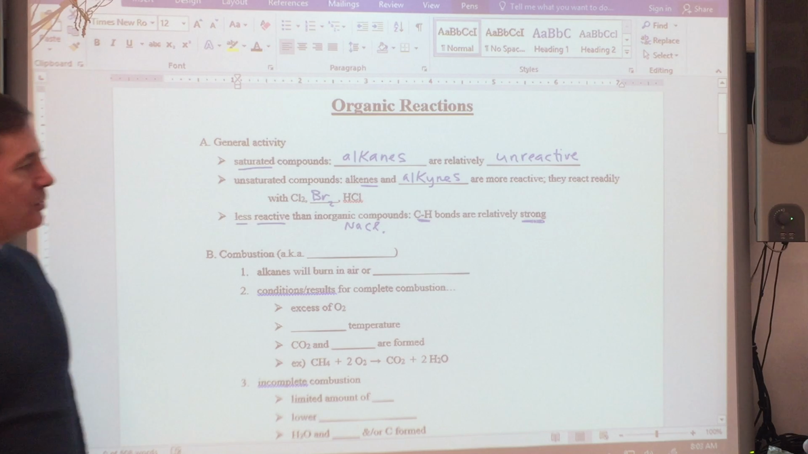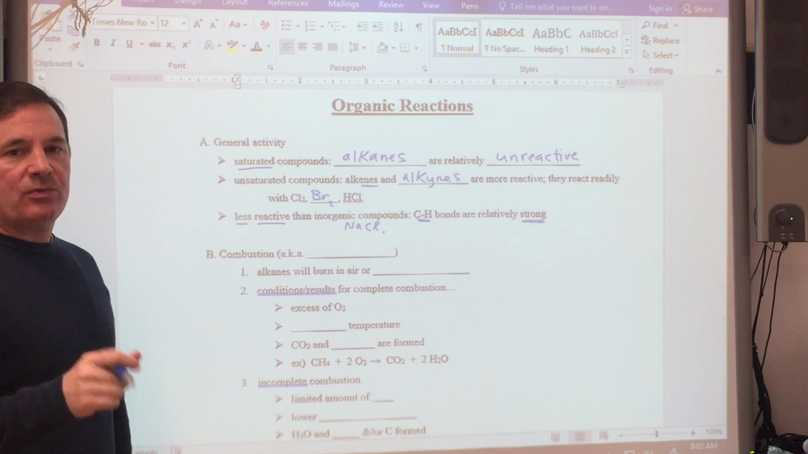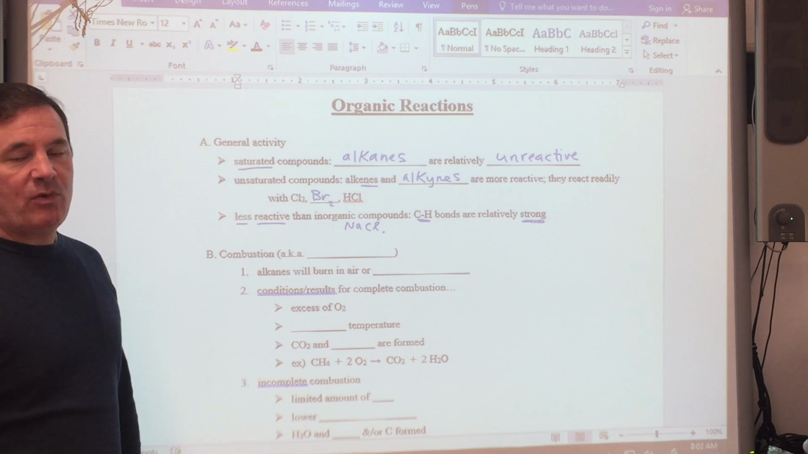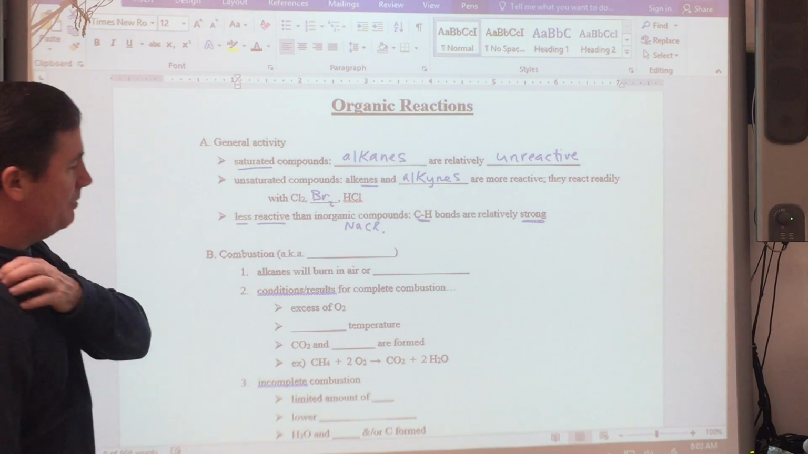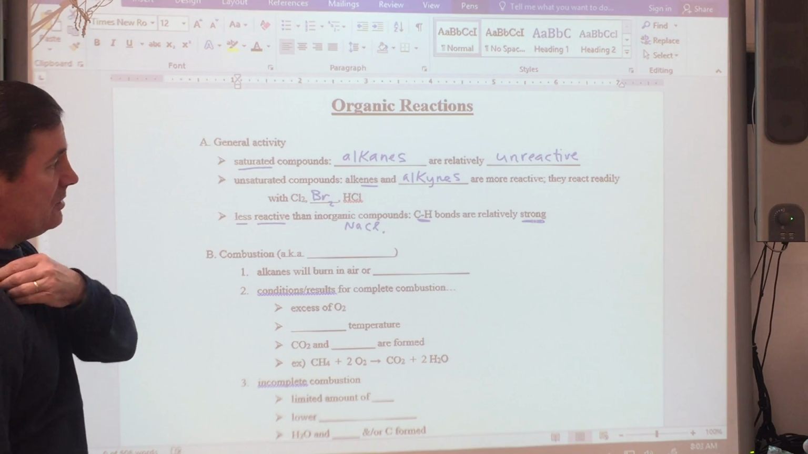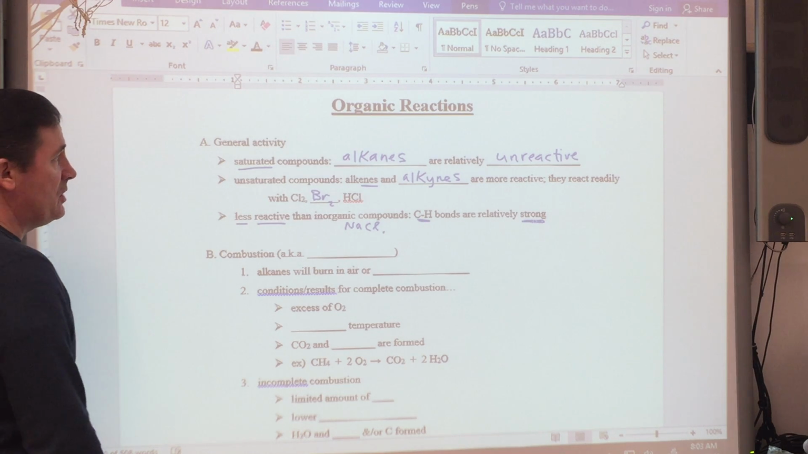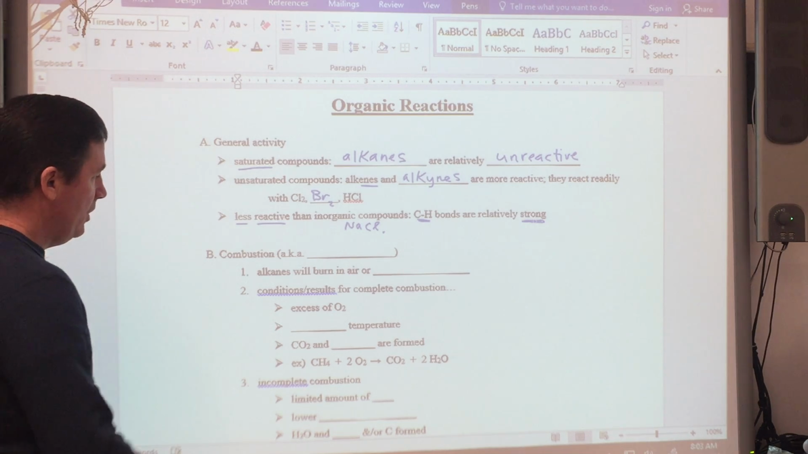Remember, in order to have a chemical reaction occur, if you've got a compound that is a reactant, it has to have its bonds broken before it can reform new bonds. These are covalent bonds, and these covalent bonds are relatively strong. Okay, the first type here of organic reactions, and we'll do 3 today and probably 3 tomorrow.